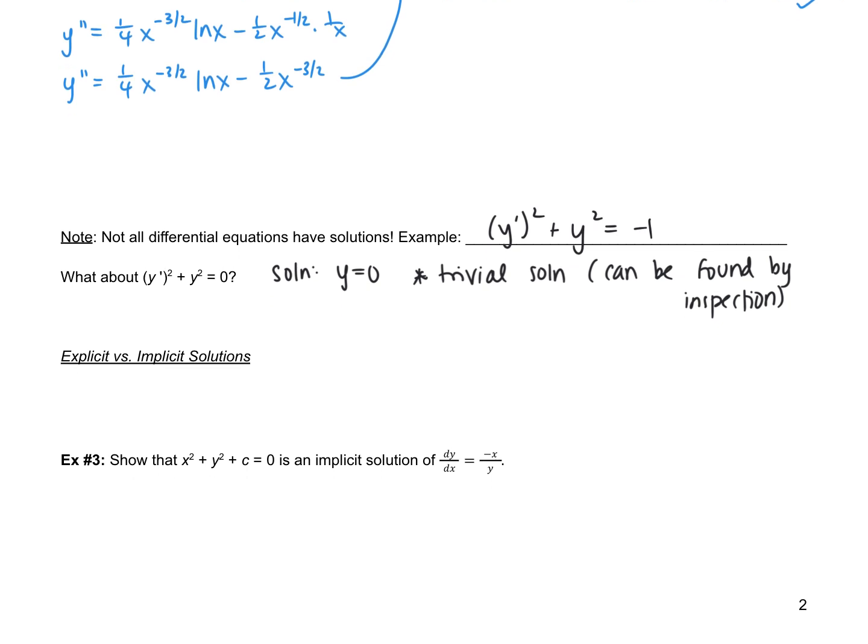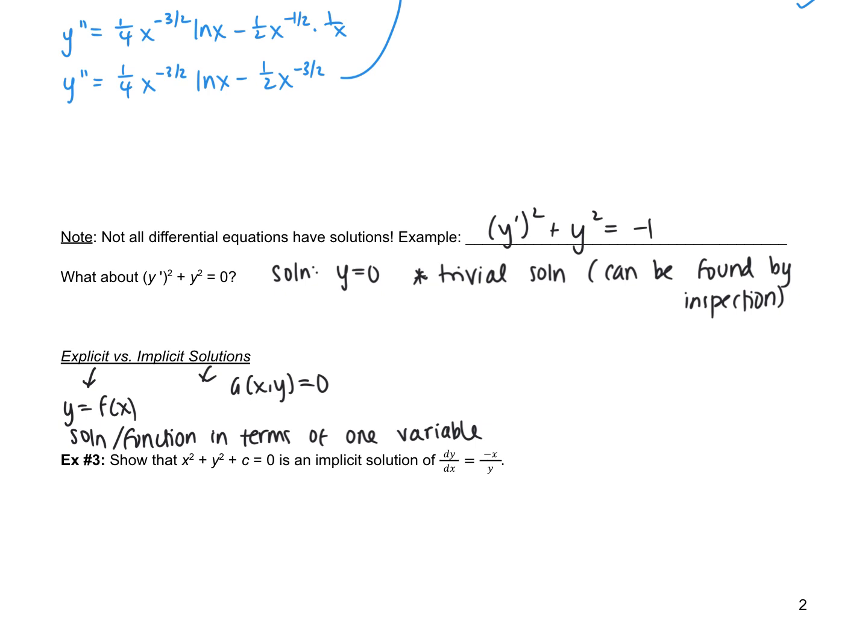Next thing to talk about is the difference between an implicit and an explicit solution. An explicit solution is in the form y equals f of x, so it's going to be a function in terms of one variable. An implicit solution, on the other hand, is going to be a function of a few variables set equal to 0 oftentimes.